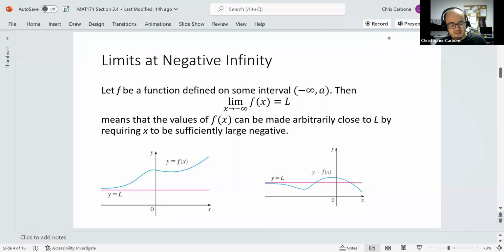Likewise, with negative infinity, if you let f be a function defined on some open interval from negative infinity to a this time, then the limit as x approaches negative infinity of f of x equals L. That means the values of f of x can be made arbitrarily close to L by requiring x to be sufficiently large negatively. We can see as we make x a large negative number, the blue function approaches that value of L on the left-hand side. And same thing with this second one here too. We approach that value of L.